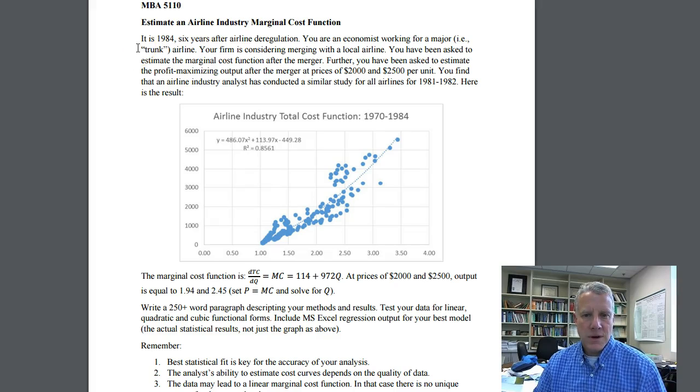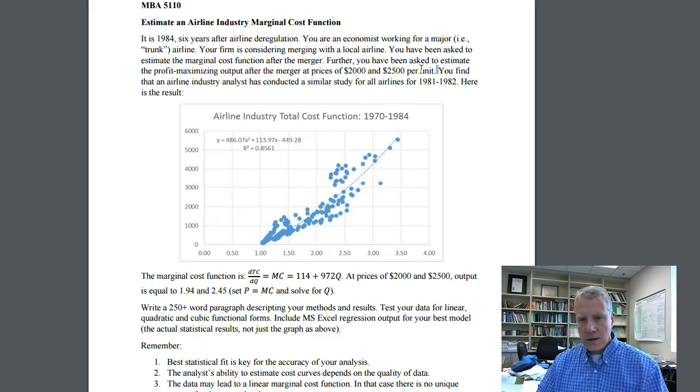Your firm is considering merging with a local airline, local in the sense that it's a smaller airline. You've been asked to estimate the marginal cost function after the merger. And once you have the marginal cost function, we want to figure out what the profit maximizing output will be after the merger at prices of $2,000 and $2,500 per unit.